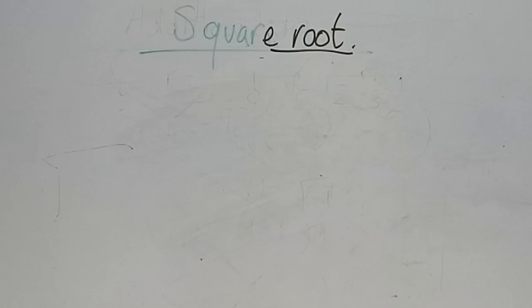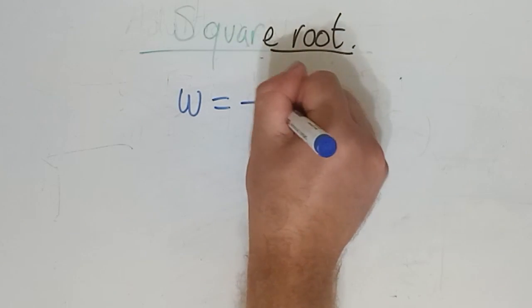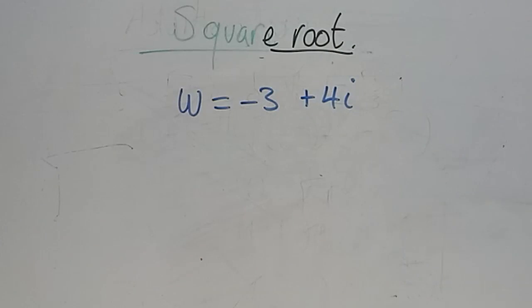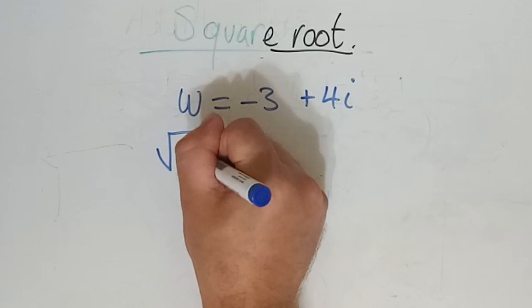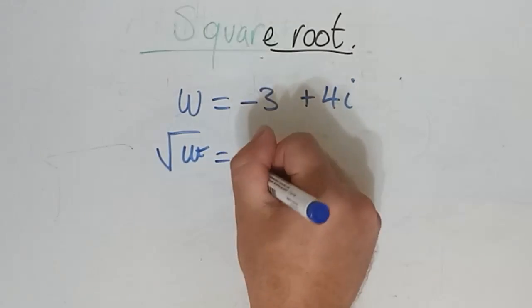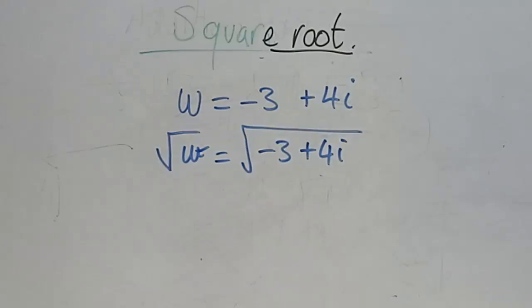Square root a number. So I'm going to give you a number. Let's call it W this time. W equals negative 3 plus 4i. So if W equals that, what is the square root of W? Well, the square root of negative 3 plus 4i.